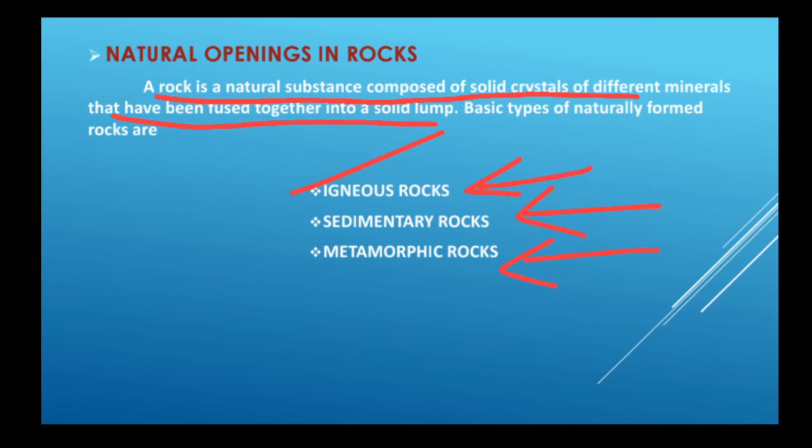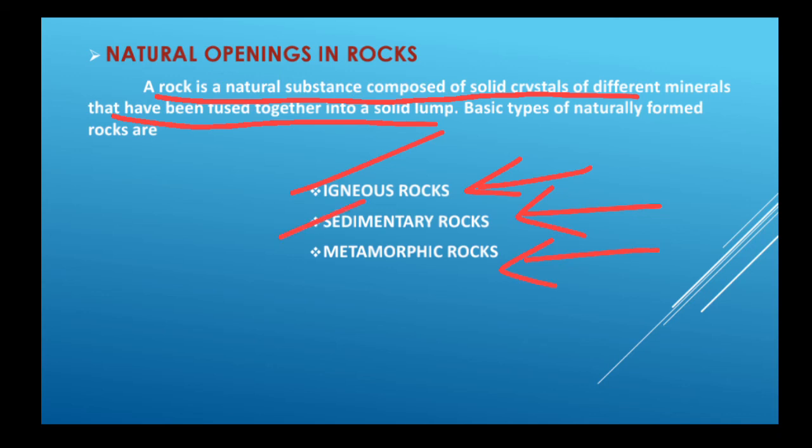It is the most common volcanic rock. Basalt is also found in volcanic lava flows. So these are igneous rocks and the different types of igneous rocks.